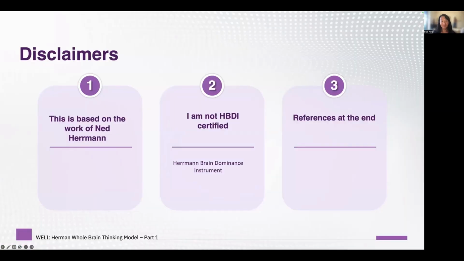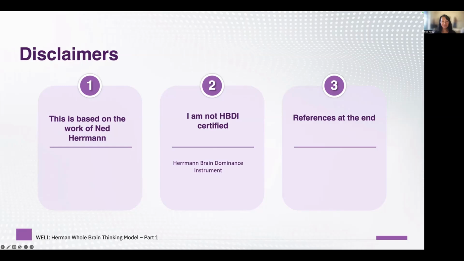So just some very, very big disclaimers. This is based wholly on the work of Ned Herrmann. Ned Herrmann was the manager of management education for General Electric in the 1970s. He developed the Herrmann brain dominance instrument. I am not at all HBDI certified, and I'm going to provide some references at the end in case you want to do some more research.